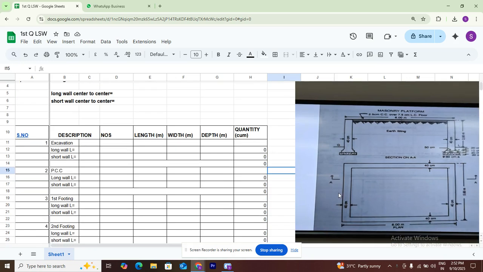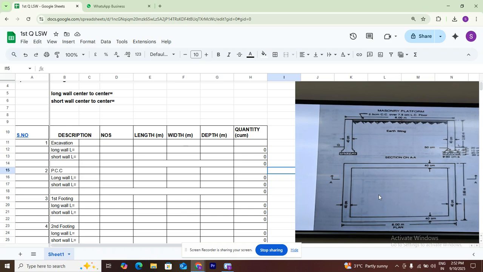This is the plan of the one room building. 6 meters is the length and 5 meters is the breadth of the room. 40 centimeters is the overall thickness of the wall. Overall dimensions are given for the one room building. The cross section is also given: 80 centimeters is the PCC and total foundation width, and the excavation depth is 70 centimeters.